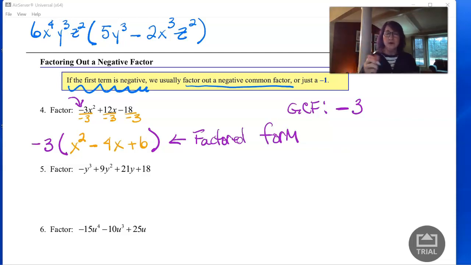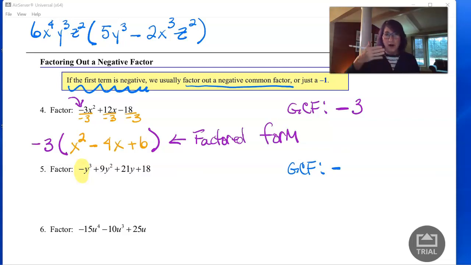All right, let's do example number 5. We look for our GCF. For this one, all I really see right here is a negative as my leading term. So I know my GCF is going to be negative.